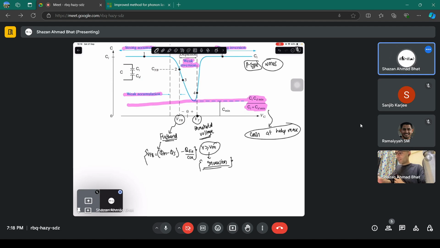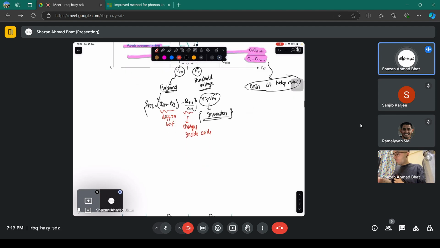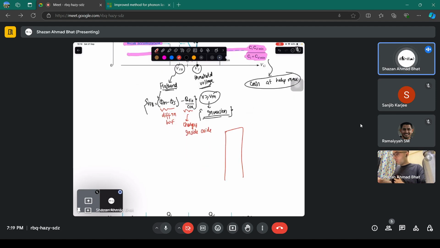These are non-ideal effects. That means if you have a difference in work function, or if you have charges inside the oxide, meaning if there is charge inside this oxide. Sometimes what happens when you fabricate, if you don't pay enough attention, you can diffuse the sodium ions inside the oxide. These come mostly from sweat.